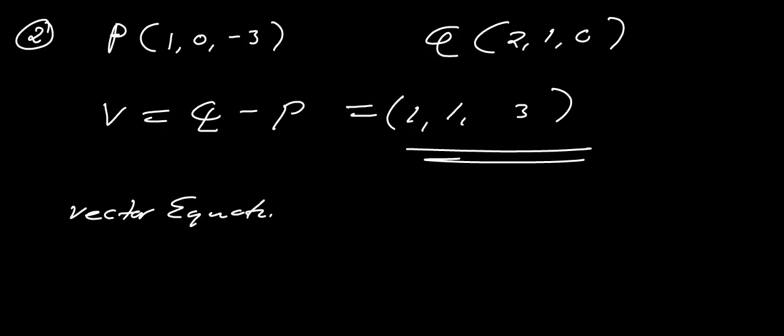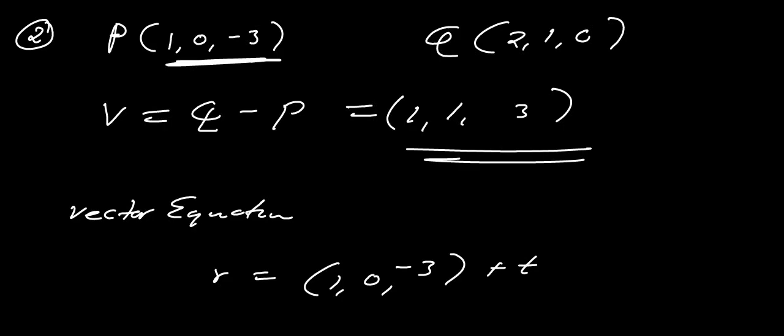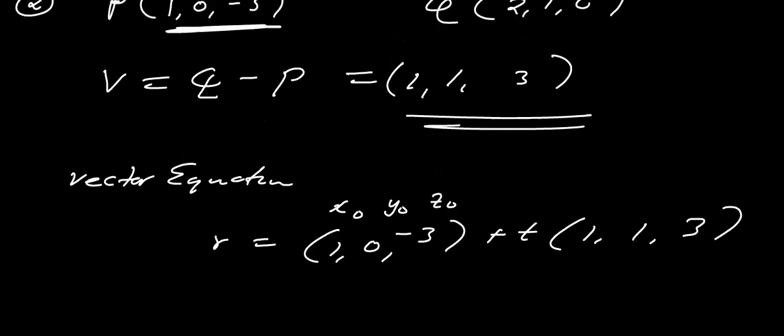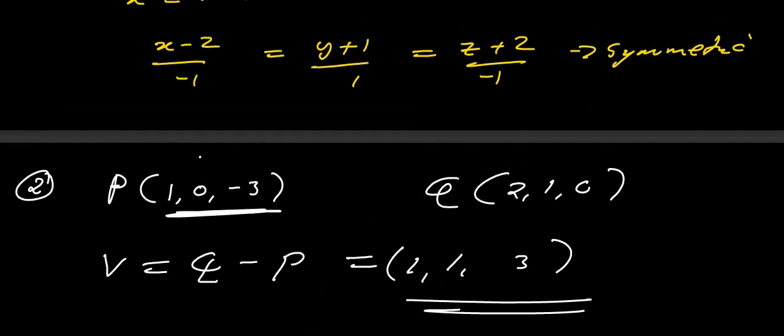So the vector equation now is going to be, I'll just use r as well. The first point, these are the initials, we write them there. We're going to have 1, 0, and -3, then plus t times the direction vector. We always list the first point first because we're passing from this point to that point, like your PQ.